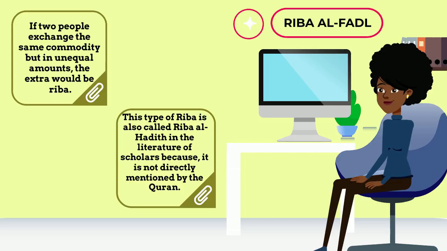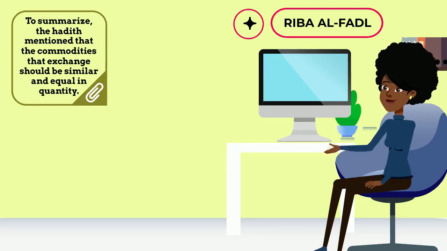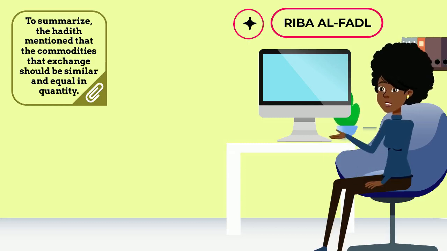because it is not directly mentioned by the Quran. This was mentioned by Prophet Muhammad in the hadith, which is: gold for gold, silver for silver, wheat for wheat, barley for barley, dates for dates, salt for salt, must be equal on both sides and hand to hand. Whoever pays more or demands more on either side indulges in riba. Sahih Muslim. To summarize, the hadith mentioned that the commodities exchanged should be similar and equal in quantity.